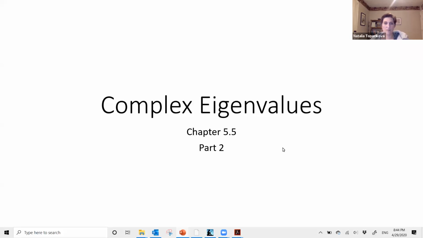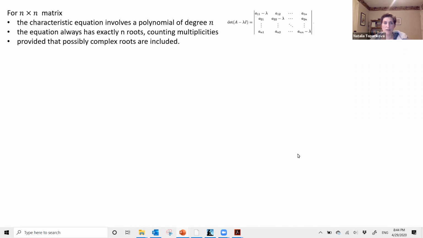Hello, this is the second part of chapter 5.5, and we will talk about complex eigenvalues. In general, we should get complex eigenvalues, especially for a large matrix, because if we have an n by n matrix, we know that the eigenvalues are solutions of the characteristic equation. And if we have n rows and n columns, and we multiply the diagonal elements by finding determinants, we should have a polynomial of degree n.